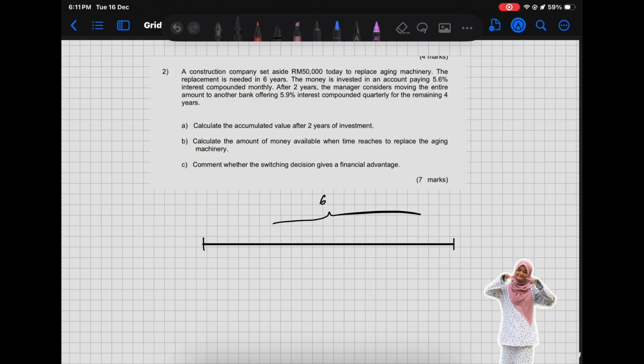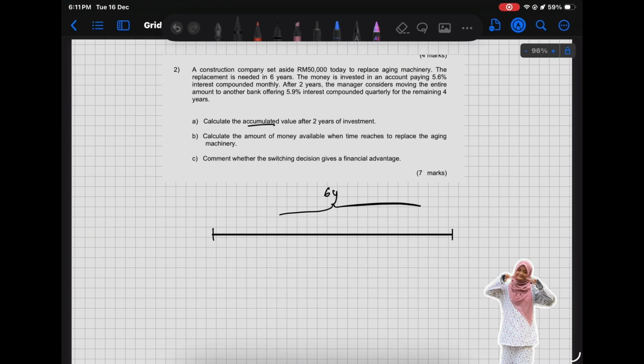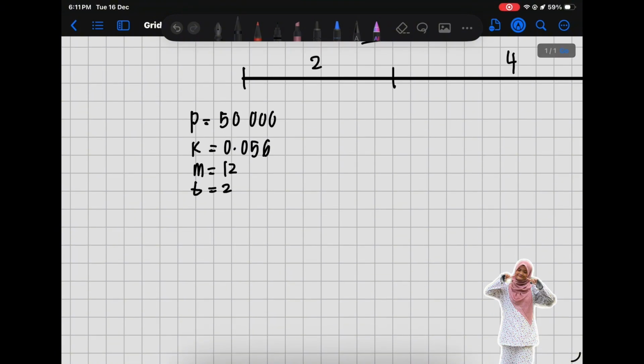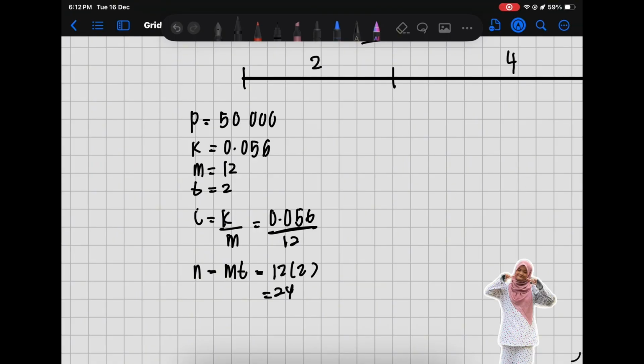We know that our T is 6 years. Question A. Calculate the accumulated value after 2 years of investment. The question asks us to find the accumulated, accumulated is S, and they want the value after 2 years of investment. So we need to label first. We know P is 50,000 ringgit, and our K is 0.056, and M is 12, T is 2, I is K over M, which is 0.056 over 12, and our N is MT, which is 12 times 2.